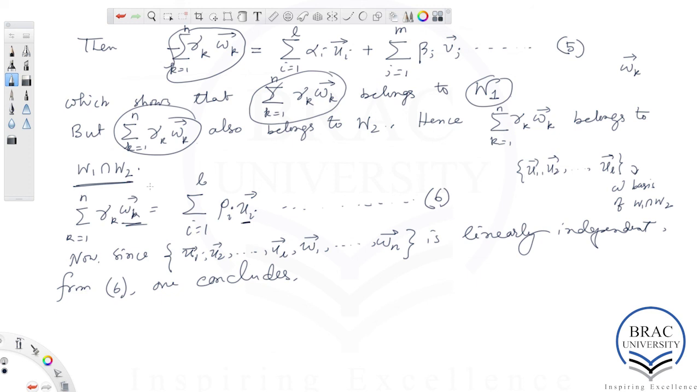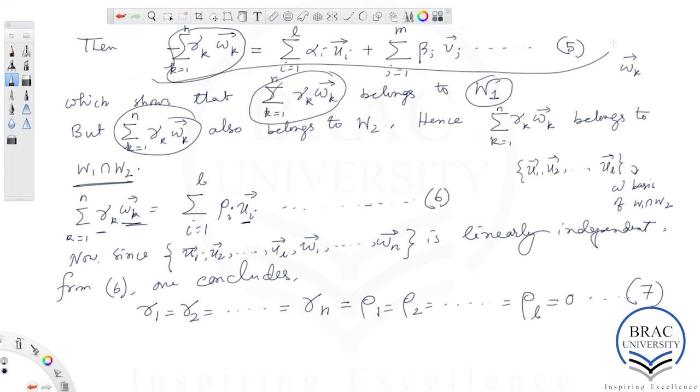Which means that all these scalars need to be identically 0, right? Gamma 1, gamma 2, all the way up to gamma n, is equal to rho 1, rho 2, all the way up to rho L, is equal to 0. This is our equation number 7. So using 7 and 5, what was 5? Okay, this was 5.